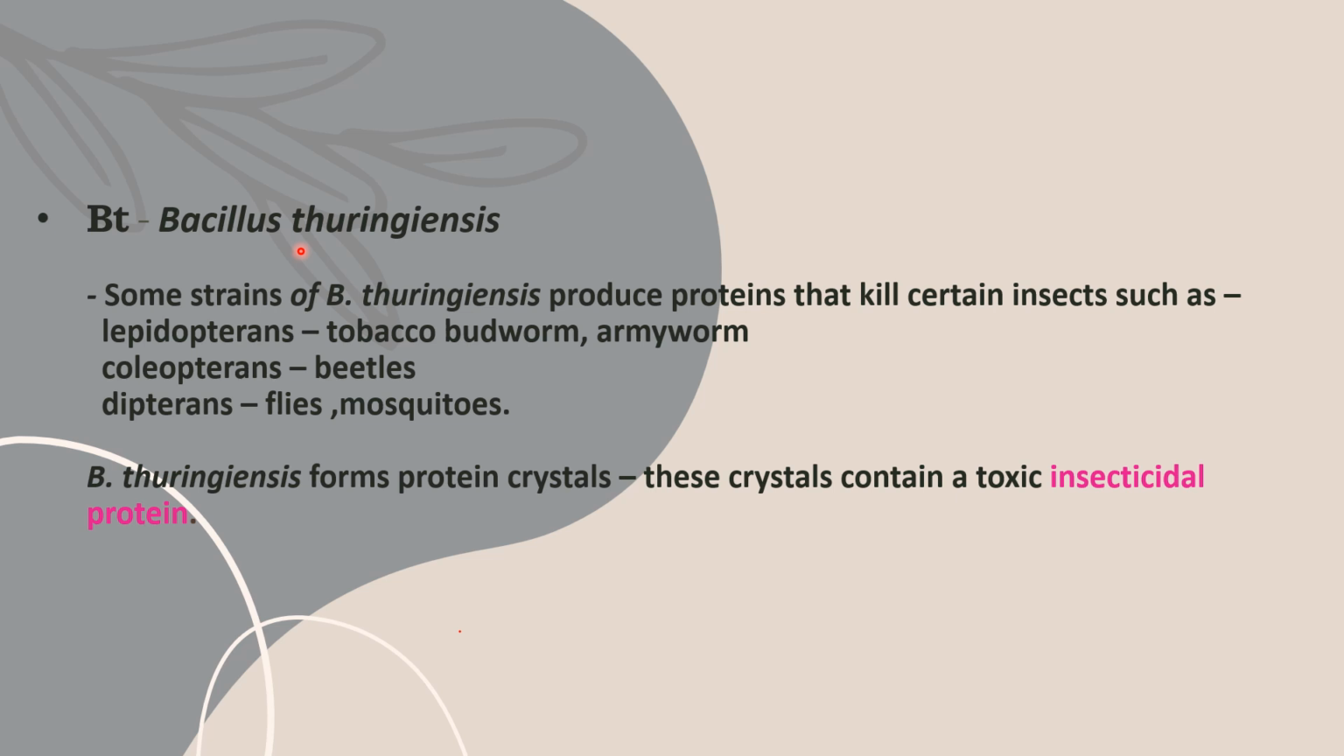So what is the meaning of insecticidal? It means this protein can kill insects. Some strains of Bacillus thuringiensis produce proteins which can kill a variety of insects belonging to class Lepidoptera, which includes tobacco budworm, Coleoptera, which includes beetles, and Diptera, which includes flies and mosquitoes. Bacillus thuringiensis forms protein crystals, and these protein crystals are insecticidal in nature. That means they can kill a variety of insects.